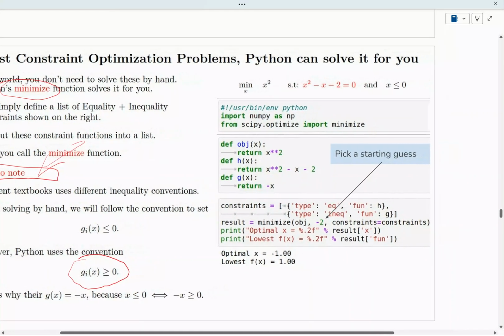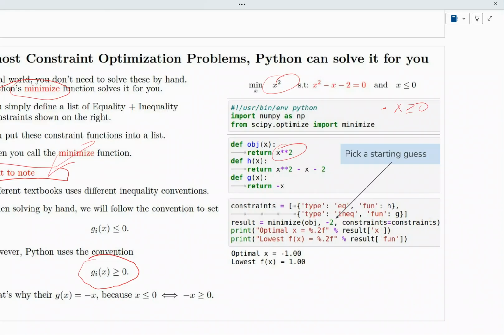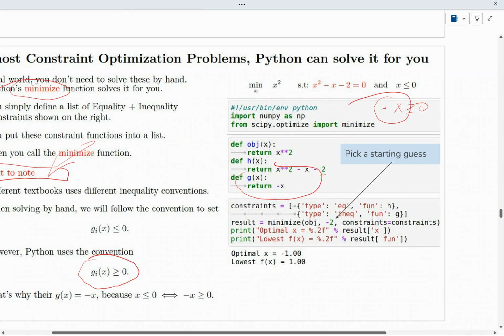So over here, notice we have x is less than 0, which means minus x is greater than or equal to 0. So this is the constraint we're going to put. Now we have the objective function, which is x squared, and then the equality constraint h, which is x squared minus x minus 2, right here. That's the equality constraint. And the inequality constraint is minus x, right here. The first one, h, is the equality constraint. The second one, g, is the inequality constraint.